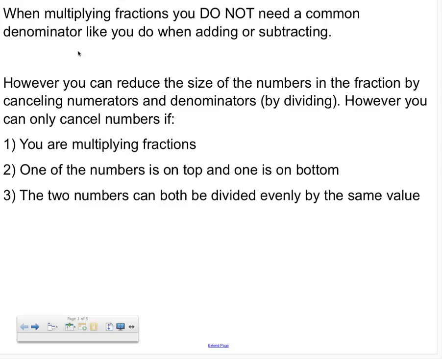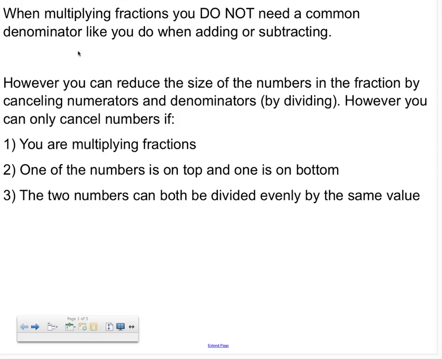So, how do we multiply fractions? Well, the first thing is we can actually reduce the size of the numbers in the fractions by canceling, or sometimes called cross-canceling, the values on the top with the values on the bottom. This makes the overall fraction smaller and therefore easier to multiply and saves us a little time at the end, so we don't have to simplify it as much at the end of the problem.